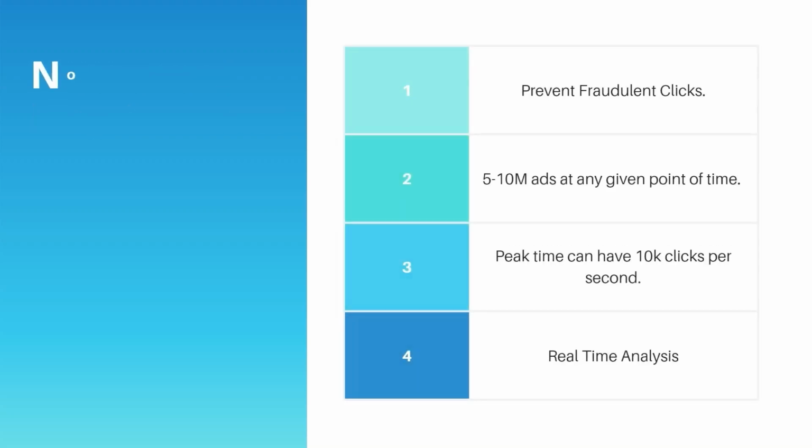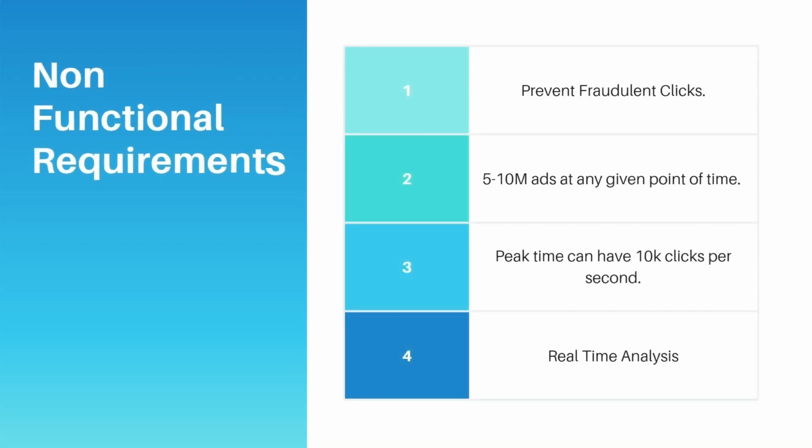Now going towards non-functional requirements, we are considering four as of now. The first one is to prevent fraudulent clicks, which we earlier discussed in data handling. The second one is that there could be 5 to 10 million ads at any given point of time, so we should consider this scenario as well. The third one is that peak time can have 10,000 clicks per second, so we should consider this amount of scalability in our system. The fourth one is real-time analysis.